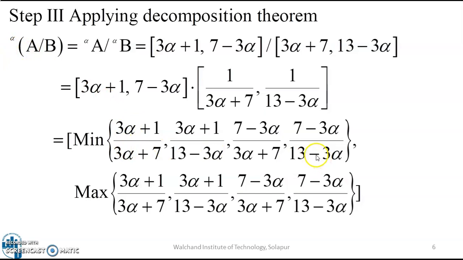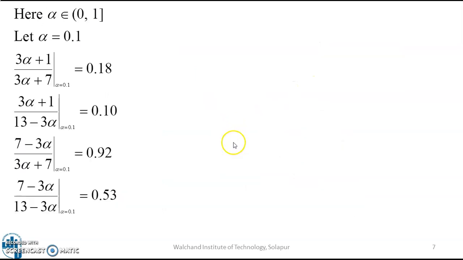As these are the expressions, we have to substitute a certain value of alpha from open 0 to closed 1 to get the minimum and maximum number. Let me select alpha equal to 0.1. Calculating the first expression, (3 alpha + 1) upon (3 alpha + 7) at alpha equal to 0.1, we get it as 0.18. Calculating the second expression, (3 alpha + 1) upon (13 - 3 alpha) at alpha equal to 0.1, we get it as 0.10.